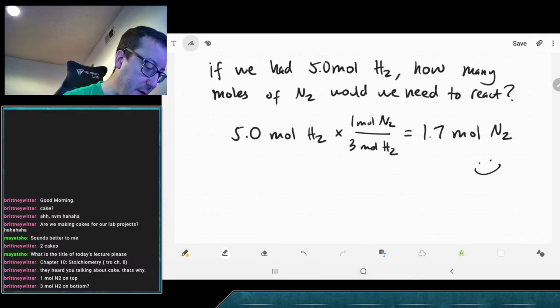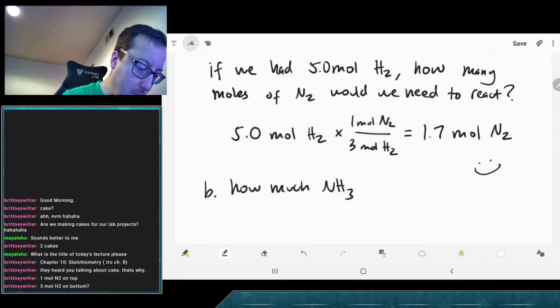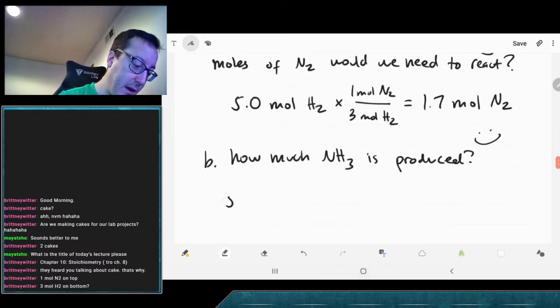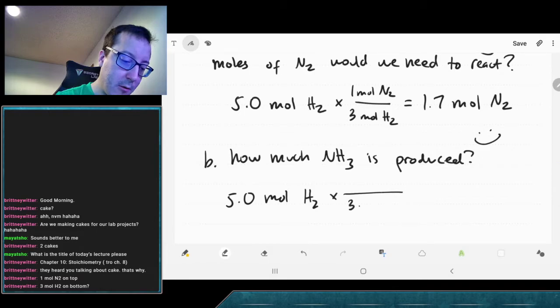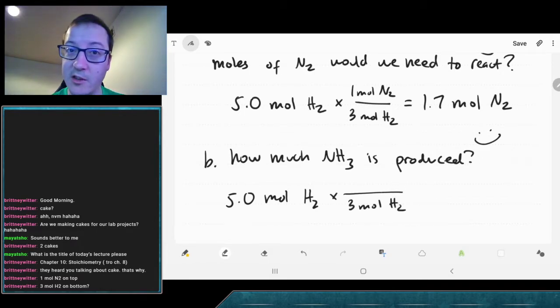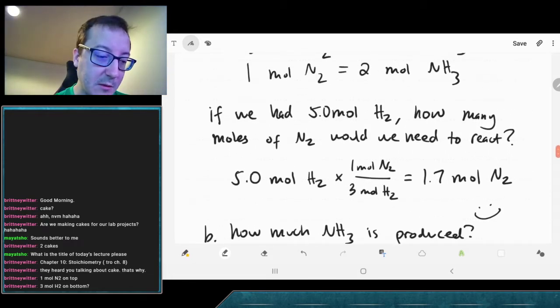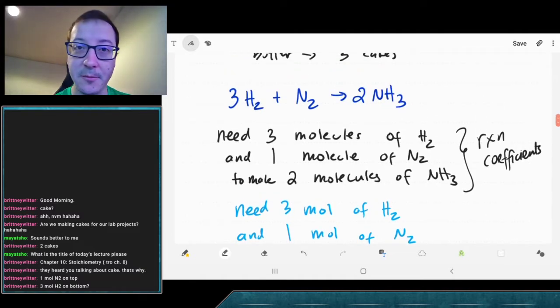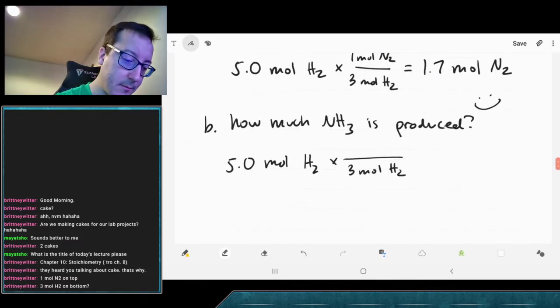And here's part B for this question. We could see how much ammonia is produced as well. So it would be kind of exactly the same setup. We would start with our hydrogen. We're still going to have the same thing on the bottom because that's our reaction coefficient. That's not changing. So let's go up and see what the coefficient was for ammonia. We see here it's 2, right? Hydrogen was 3. Ammonia is 2. So we're going to need 2 for ammonia.